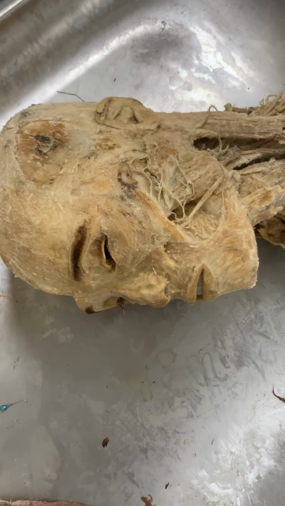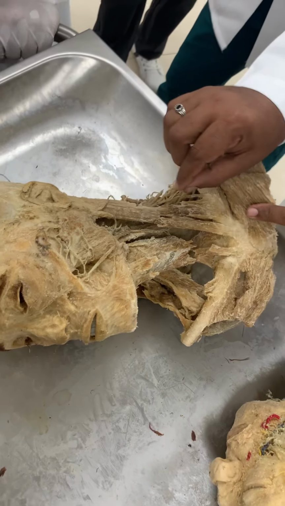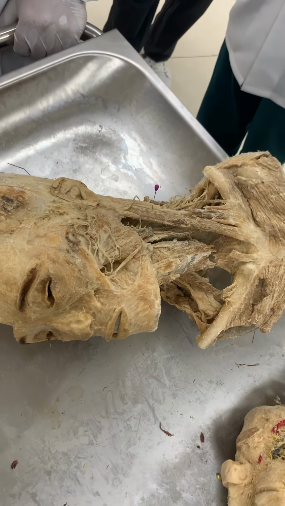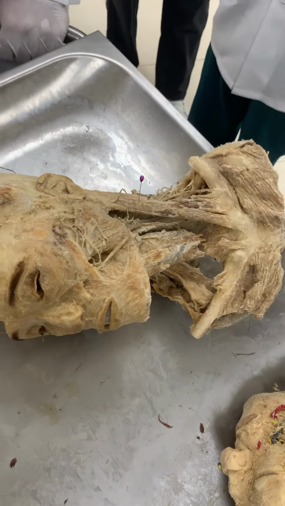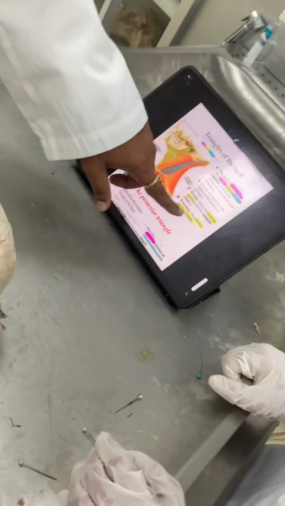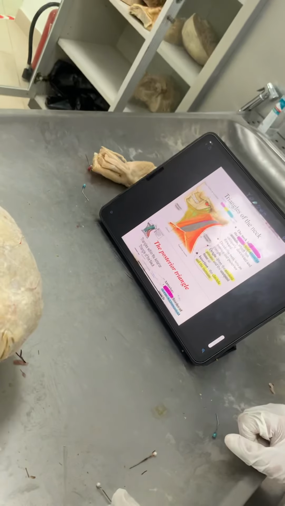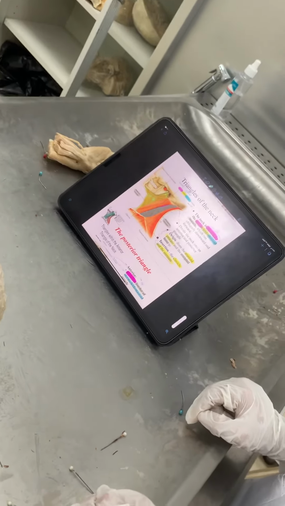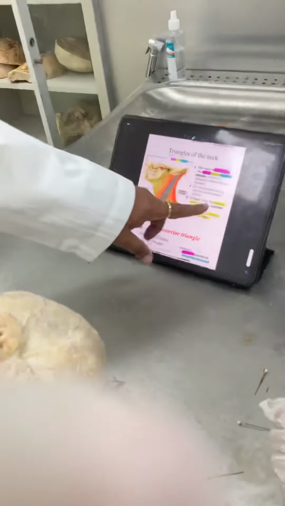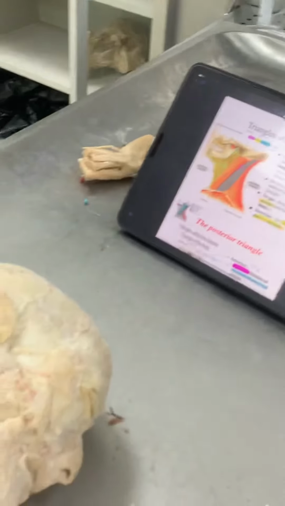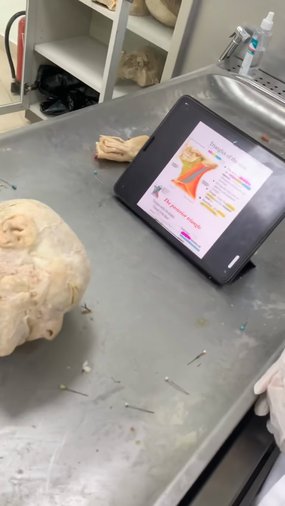Okay. All of you see here. So what is this muscle? This is the sternocleidomastoid muscle. So you should remember origin and insertion. You should write. So identify the structure. What is the answer? Mastoid process and occipital bone, clavicle and sternum. So these 4 points you have to write.